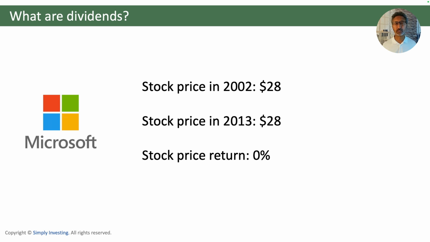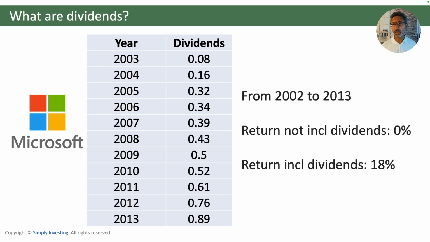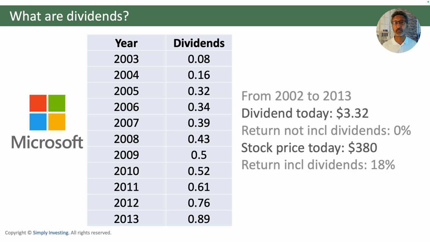Your return is 0%. Now, the good thing here is that Microsoft does pay a dividend, and they were paying a dividend. In fact, in 2003, they started with a dividend of 8 cents a share. And you can see it up on the screen. We've got it listed for 10 years worth of dividends. And the dividends went up to 89 cents by the time we got to the year 2013. So now if we calculate the total return on your investment during that 11-year period, and we're including dividends, you can see that the return was 18%. Now, that might not be a huge number for most of you. That's not a big return over an 11-year period. However, it is much better than making 0% on your investment.